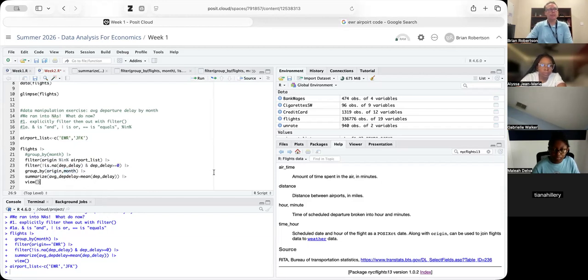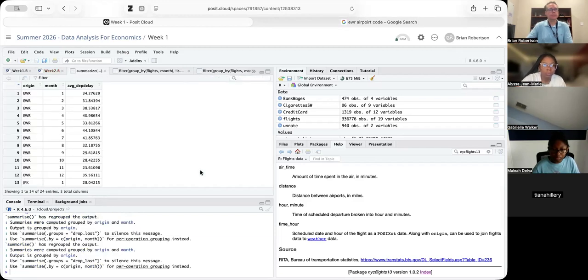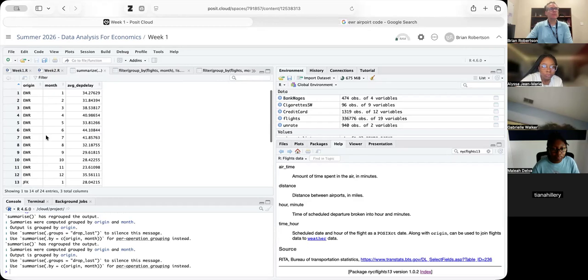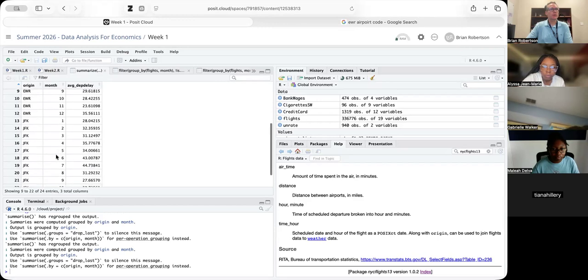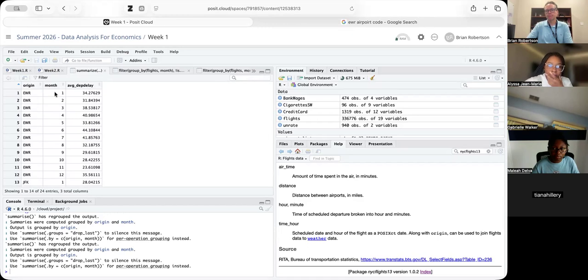And when I do that, look at that. What happens? I've got my origin, sorted alphabetically. And I've got my month here in months 1 through 12. And I've got the average departure delay. This average departure delay is the average departure delay for this airport for this month. Pretty simple, right?